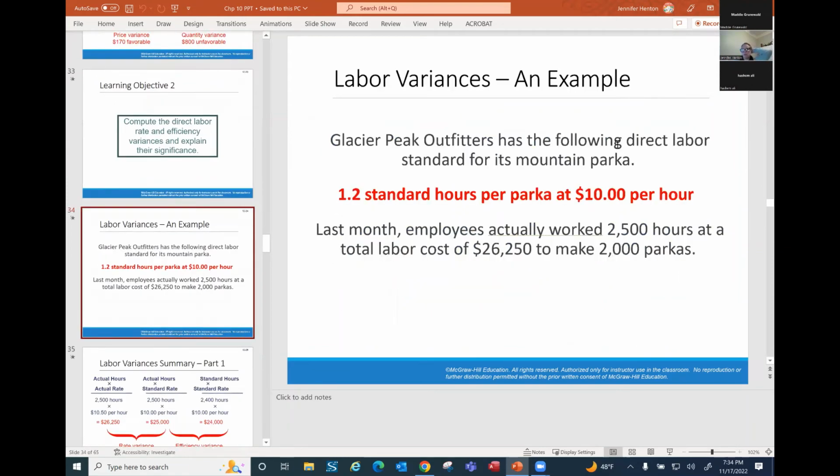Okay, so now we're going to look at our labor variance. Glacier Peak Outfitters has the following direct labor standard for its Mountain Parker: 1.2 standard hours per Parker at $10 per hour. Last month, employees actually worked 2,500 hours at a total labor cost of $26,250 to make 2,000 Parkers.